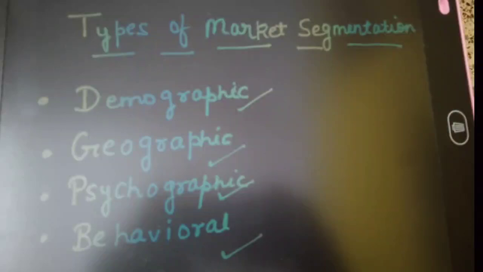So let's take an example. A company selling athletic shoes divides the market into segments. First one is demographic, teenagers, young adults and middle-aged individuals. Geographic, urban versus suburban. Third one is psychographic, athletes, casual fitness enthusiasts, eco-conscious consumers. Fourth one is behavioral. People who buy premium brands versus budget-conscious shoppers.